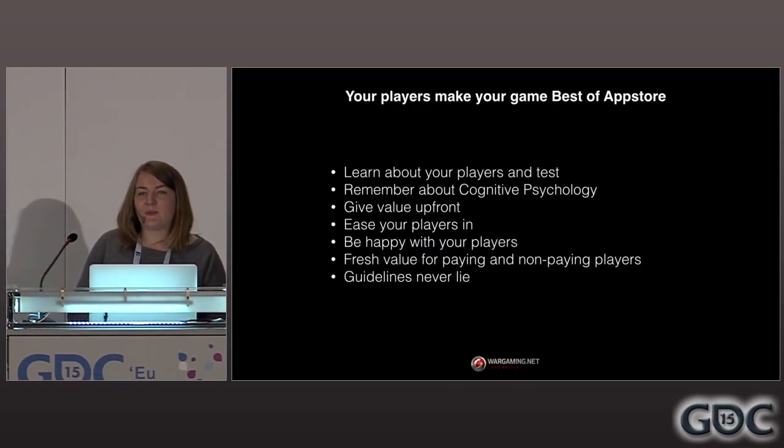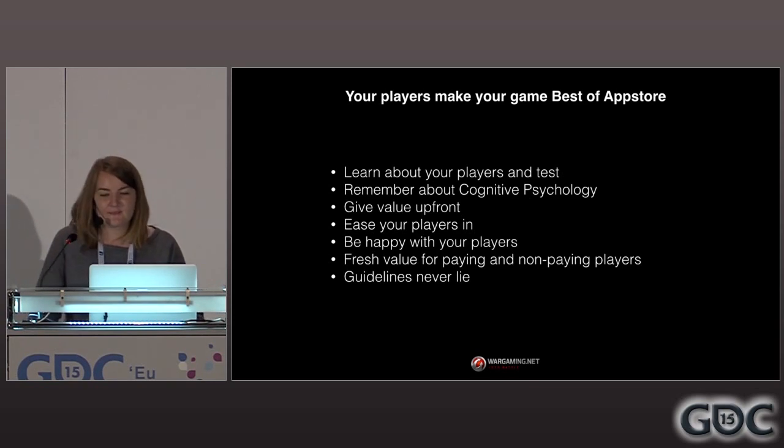So if your goal is to make the best App Store game, you should always know who your players are. See them for yourselves. Don't make a game for yourself. Make a game for your players. See what they really like, how they behave. Always keep in mind the cognitive psychology principles. Don't put walls in front of people because they don't like that. Explain in-game mechanics in a very easy and enjoyable way. Celebrate with them. Be happy. Deliver fresh content and provide value for paying and non-paying players. And trust the platform guidelines because they never lie.